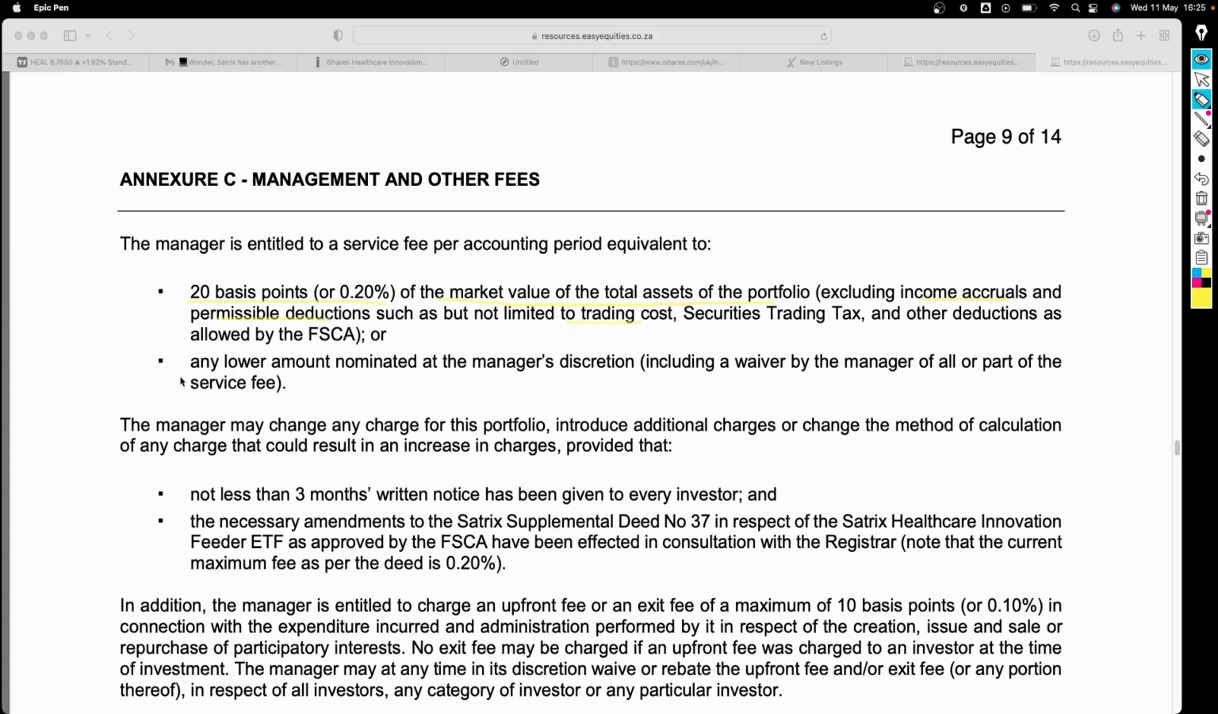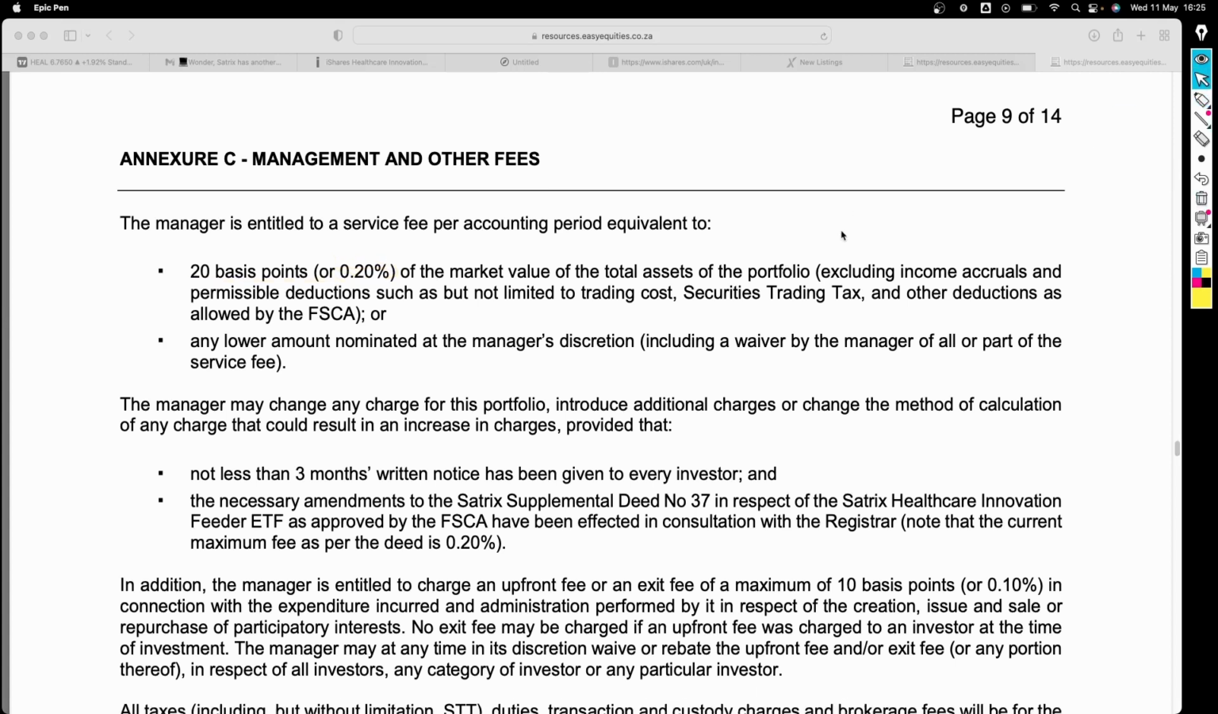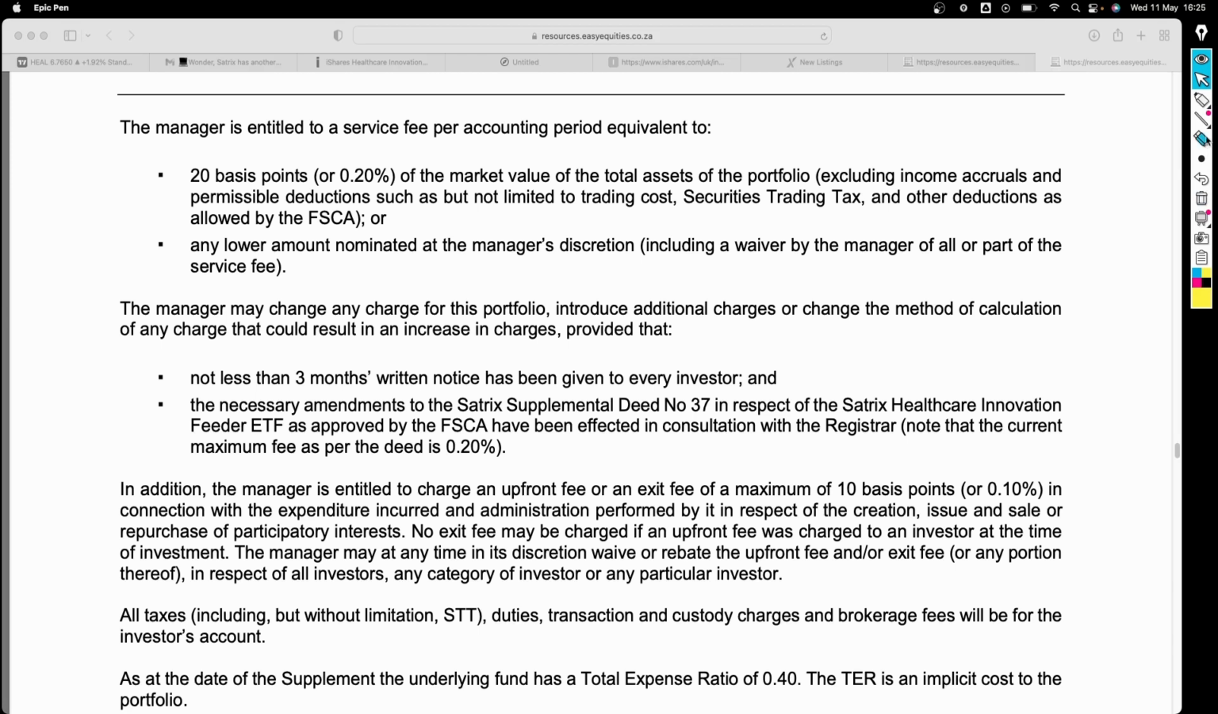And also on top of that, the fund manager can also charge any lower amount nominated at the manager's discretion. So they are going to charge you that 0.2%, but if they feel like they want to charge you less, they can do that, but it's going to be lower than this 0.2%. But keep in mind that it includes a waiver, where the manager can also decide to cancel those service fees, either all or part of those fees. So that is something that you have to keep in mind. But the most important thing that you need to remember is that you are going to be charged 0.2% for investing in this fund.